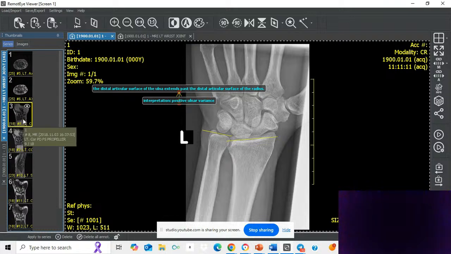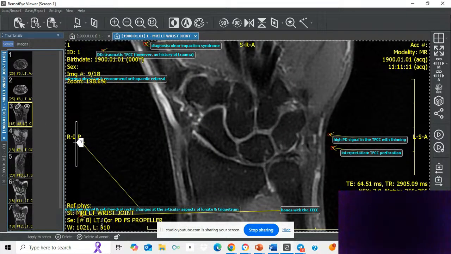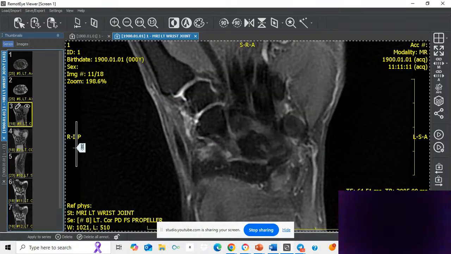Okay, the best sequence to check for any disease of the wrist joint is this sequence. You will see here proton density, fat suppressed. This is a coronal proton density fat suppressed image of the left wrist joint.